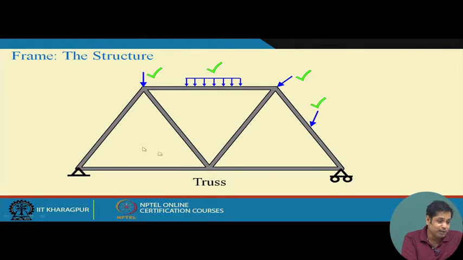The structure you get is no longer a truss. Though the shape remains the same, the structural requirements for a structure to be a truss are not satisfied here. So this is a frame.